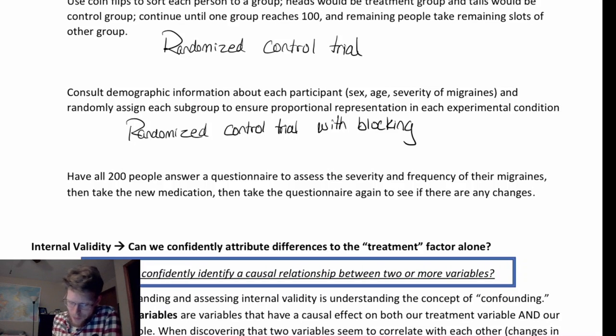All right, the last option here is have all 200 people answer a questionnaire to assess the severity and frequency of their migraines, then take the medication, then take the questionnaire again. This is definitely a pre-post design, right? So everyone's taking a pre-measurement, everyone's doing the intervention, everyone's taking the post measurement, and then we're just comparing. So that is definitely a pre-post design. All right, so we'll stop there.